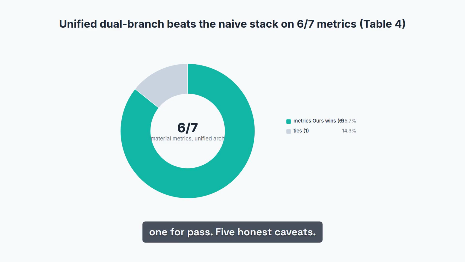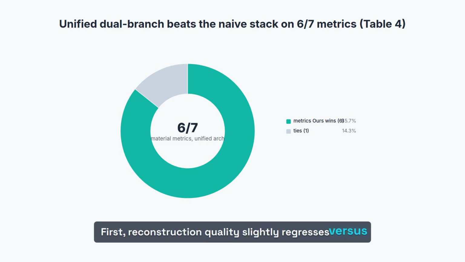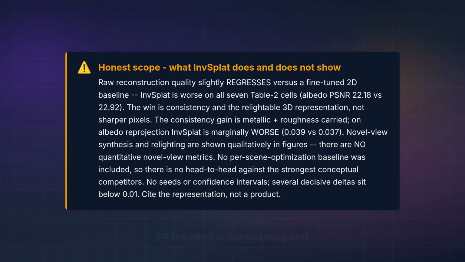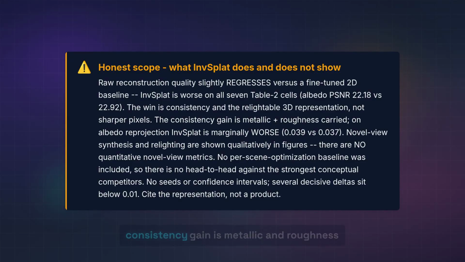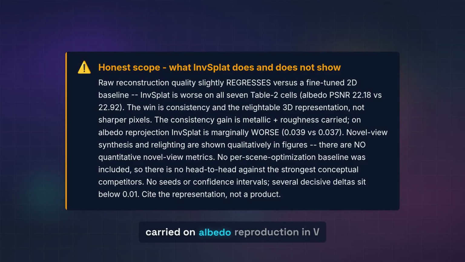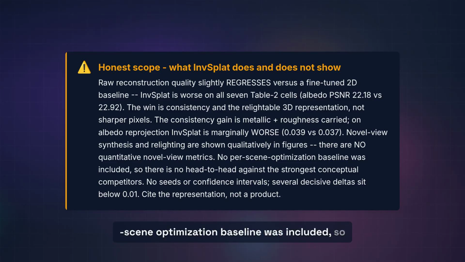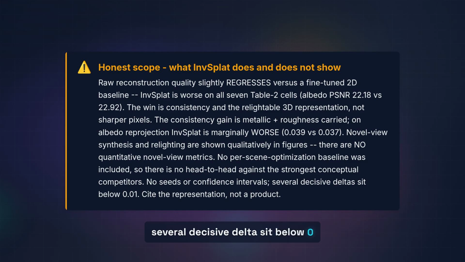Five honest caveats. First, reconstruction quality slightly regresses versus a fine-tuned 2-dimensional baseline, so the win is consistency and relightability, not sharper pixels. Second, in the consistency gain, metallic and roughness are carried, but on albedo reprojection InvSplat is marginally worse. Third, novel view synthesis and relighting are shown qualitatively in figures, with no quantitative novel view metrics. Fourth, no per-scene optimization baseline was included, so there is no head-to-head against the strongest conceptual competitors. Fifth, no seeds or confidence intervals and several decisive deltas sit below 0.01. Cite the representation, not a deployed product.